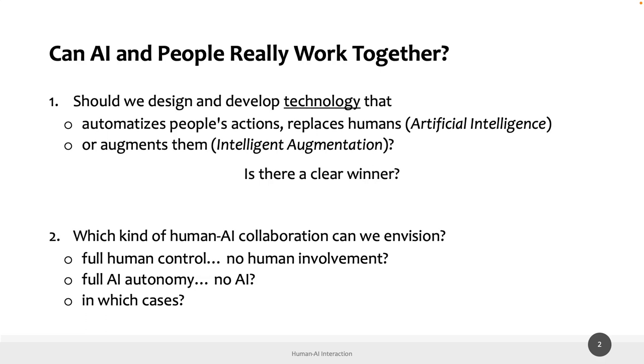And from the panel last time, even if you were more oriented towards augmentation, which is good to me at least, I think that we came to a point where we can answer this question. Is there a clear winner? Can we say augmentation is always, in every case, better than automation, or vice versa? Yes, no. No, your head says no.